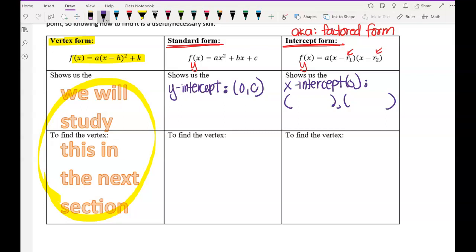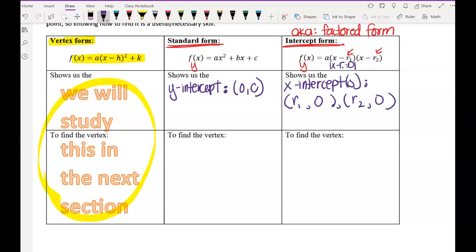But for this one, if we take each factor and set it equal to 0, then that means the first root, we'll use r here for root, the first root is r1, 0. That's your first intercept. Then the second intercept is r2, 0. These are super important. Now, all quadratic functions will have a vertex, just like your V shape, okay?